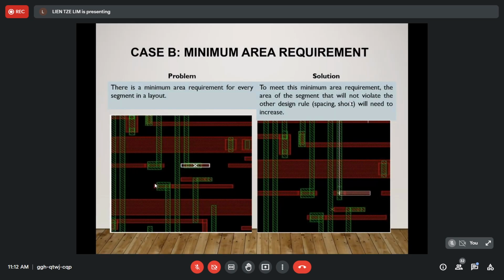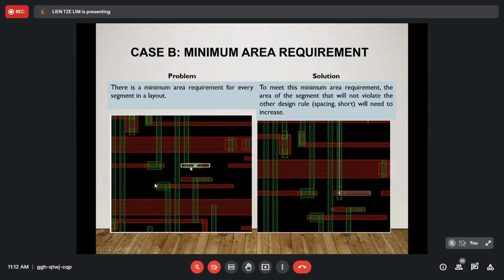Another one is case B, about the minimum area requirement for every segment in a layout. The area here is determined by the width and the length. In the software tools that we use, the width and length of the layers are fixed, but sometimes the width can change. We can change it manually, but we also need to observe whether the width of the layers, after we change it manually, is acceptable or not.